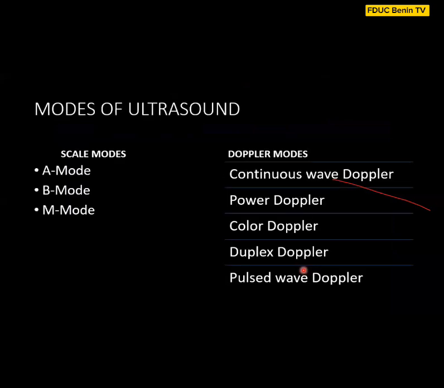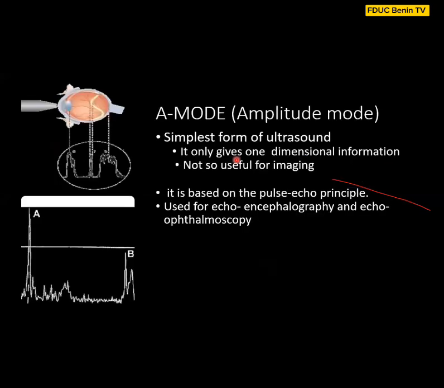So there are different modes of ultrasound. We have the A mode, the B mode, and the M mode. These are the scale modes, then we have the Doppler modes. For the scale modes, we have the A mode, amplitude, the B mode, brightness mode, and the M mode, motion mode. Then we have the Doppler modes: continuous wave Doppler, power Doppler, color Doppler, duplex Doppler, and pulse wave. So we'll talk about some of this.